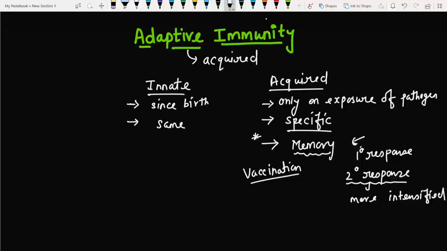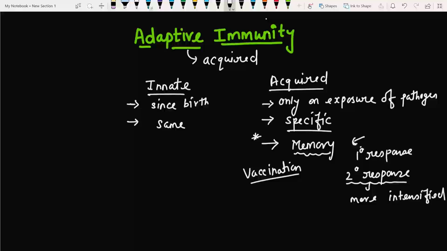It will feel that there is an infection of poliovirus, and it will activate our adaptive immunity, and that immunity will get stored. So once there is actual entrance of the poliovirus, the body will act and give its fast, intensified response, so we do not get ill. So this is how your acquired immunity works.